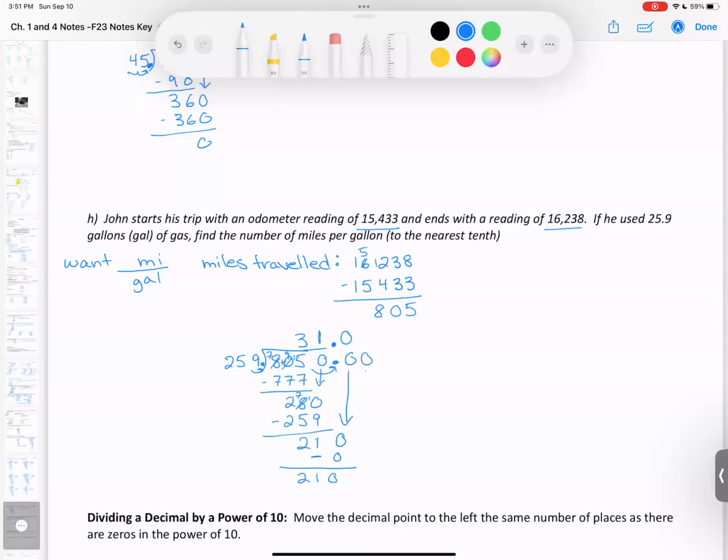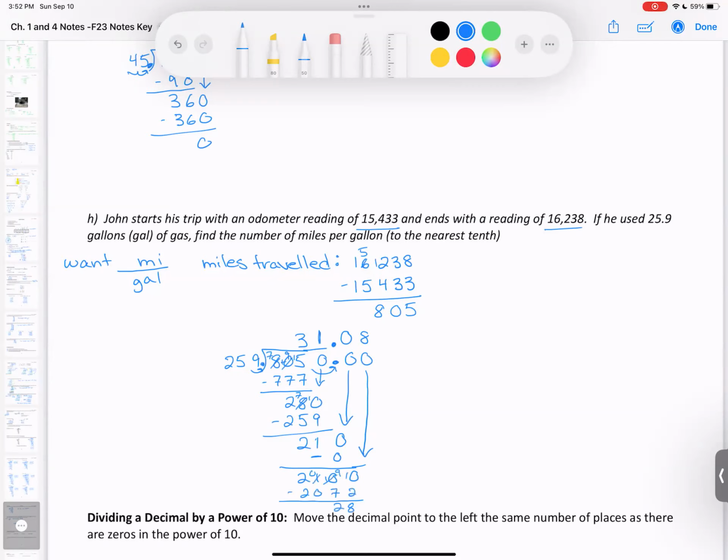Now we can drop down another 0. So now we can ask how many groups of 259 in 2100? And that would be an 8, because 8 times 259 gives us 2072. Okay, so we're left with 28 left over.